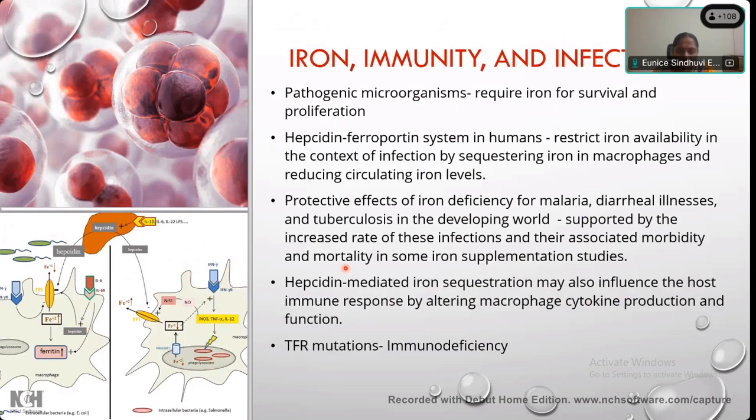And a family with 8 siblings has been reported to have mutations in the transferrin receptor gene, which resulted in immunodeficiency. This was a group of patients from Saudi Arabia, where they identified that transferrin receptor mutation has resulted in immunodeficiency in the cohort.